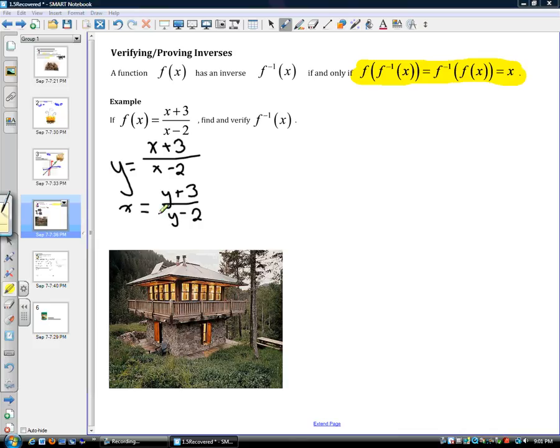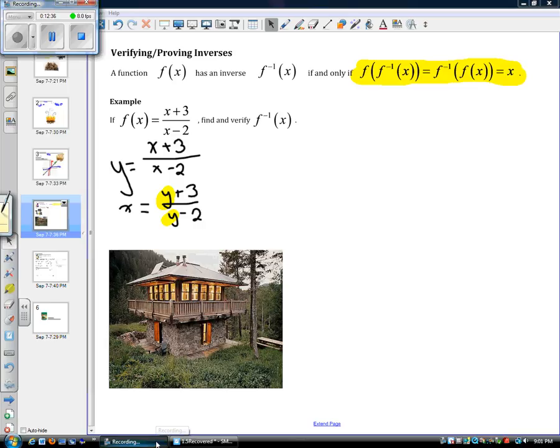So the problem is I have two different y's. I have a y here and I have a y here. And I just want to have one y so that I have y equals, and everything else on the other side. Okay, so in order to do that, first I'm going to cross multiply, or in other words, multiply both sides by y minus 2. And I will distribute that. So x times y minus 2 is xy minus 2x equals y plus 3.